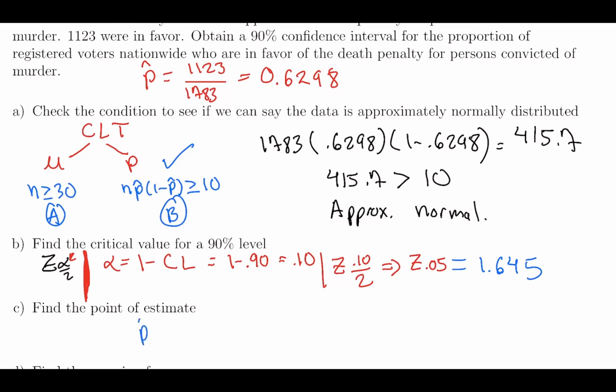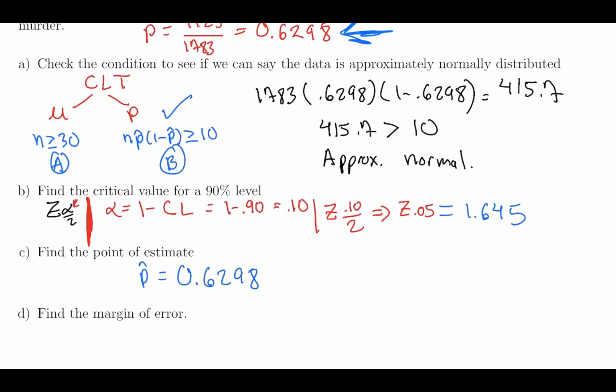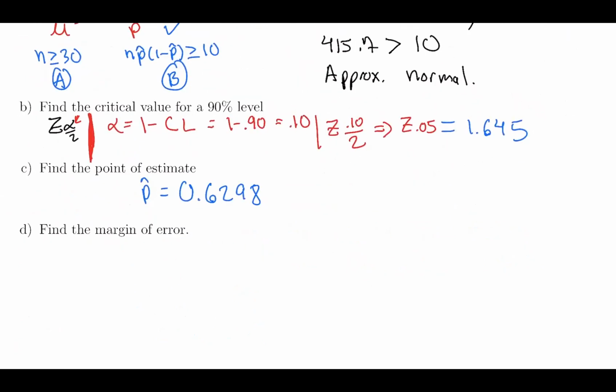So we found p hat to be equal to 0.6298. So if you look up here, that's what we found it to be. We found p hat to be 0.6298. So let's go down to D. So for D, it says find the margin of error. So to find the margin of error, we're going to use this next formula where we say margin of error is equal to Z alpha divided by 2 multiply the square root of p hat times 1 minus p hat all divided by n.